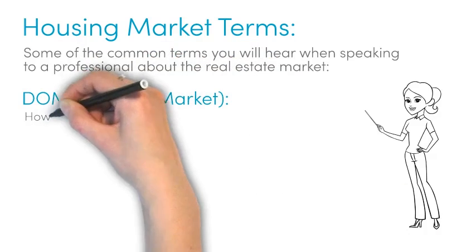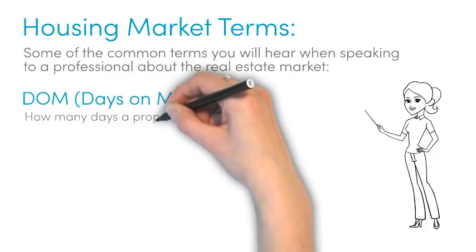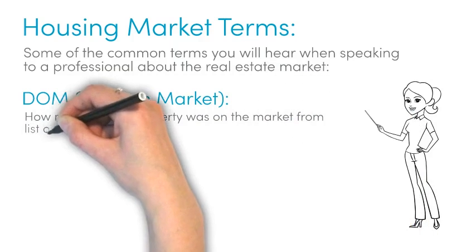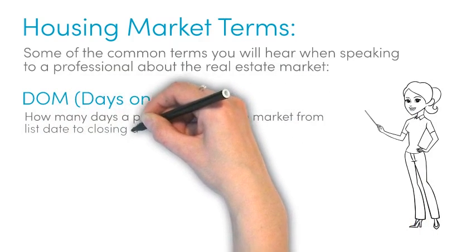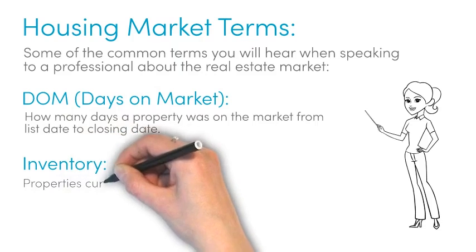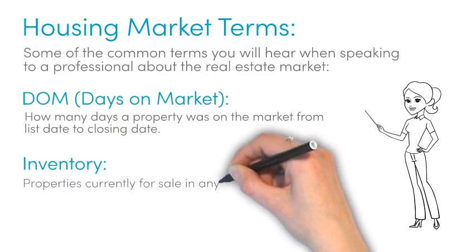Days on the market, also known by the acronym DOM. This is how many days a property was on the market from list date to closing date. Inventory. This is how many properties are currently for sale in any market.